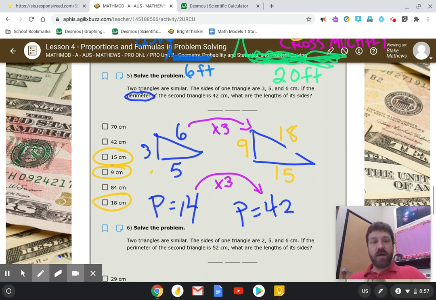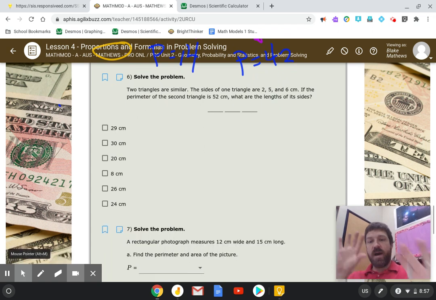It's a very similar concept in number 6. So I'm going to leave that one to you. You need to lay everything out, figure out what it was multiplied by to get to the larger, and then go back and multiply the dimensions to get that. Because perimeter is going to be multiplied by the same number as the sides.